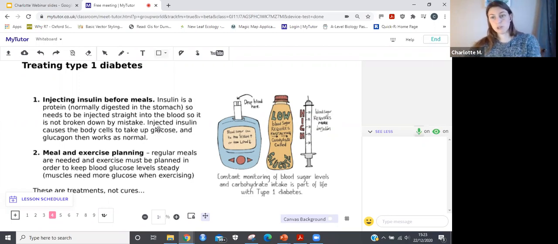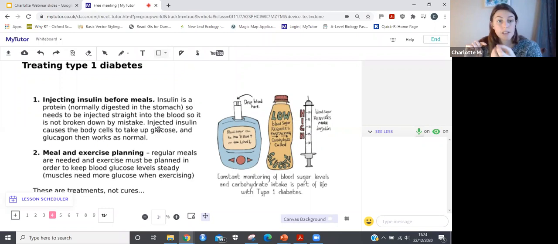Glucagon then works as normal when needed to cause glycogen in the cells to be broken down. So we can inject insulin straight in, it then works as normal because the body cells in type 1 diabetes patients still recognize insulin, it's just that there's none being produced. So you inject that in and the system works as normal.